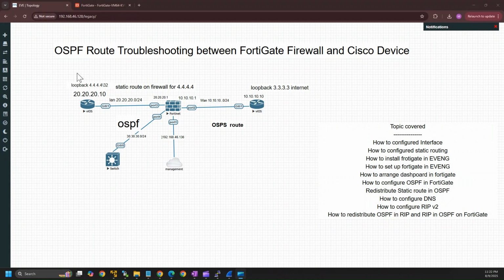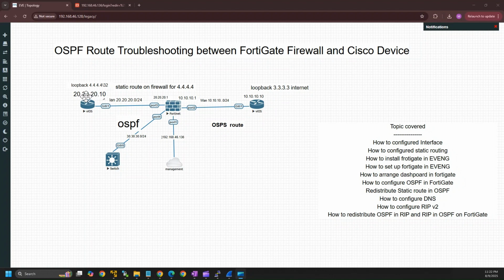So this is related to a real-time issue I have created: OSPF route troubleshooting between a FortiGate and a Cisco device. From this router, it was not able to send traffic to this one. In this case, we are not able to ping 3.3.3.3 from this one. So how do we troubleshoot that? Let's have a look.